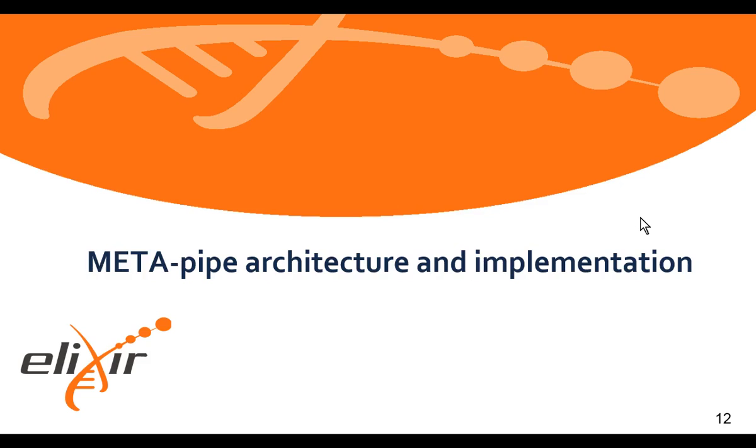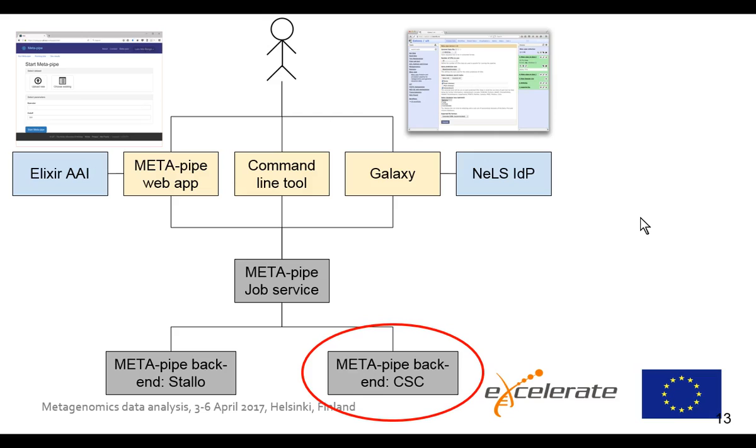So I'm going to talk a tiny bit about the MetaPipe architecture and how it's implemented. So this is basically a bird's eye look at how everything fits together. So basically there are three ways that an end user or researcher is able to access MetaPipe. It's through the MetaPipe web application that you see on the left, in which case the user will be able to log in using the Elixir AAI.